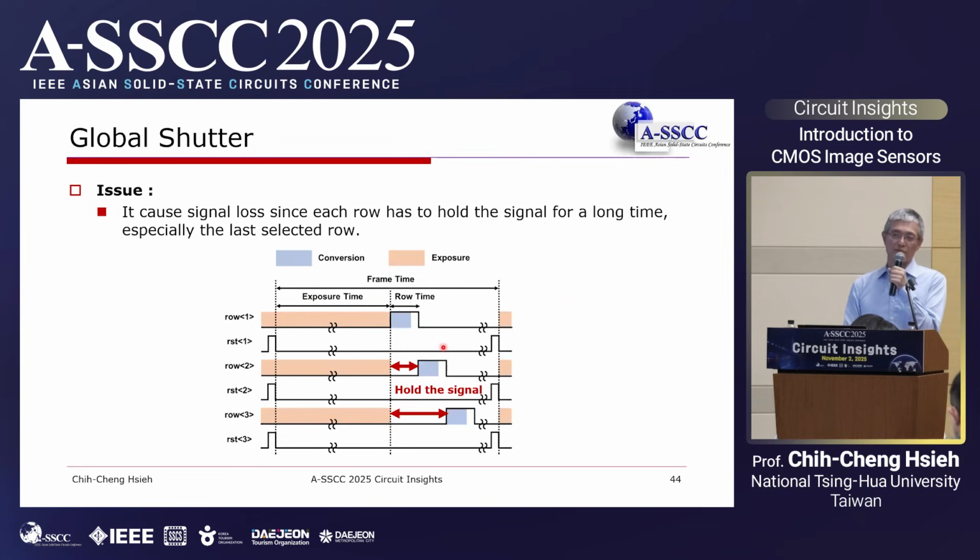But global shutter comes with another issue, which is the charge storage capacity. Because after the shutter, you need to read it out row by row. So different rows need different holding times. So you need a very perfect capacitance or perfect optical blockage to avoid the optical leakage or the electrical leakage.